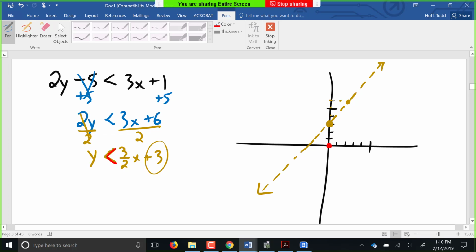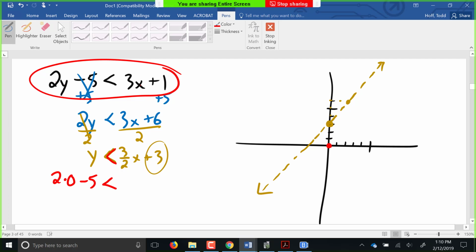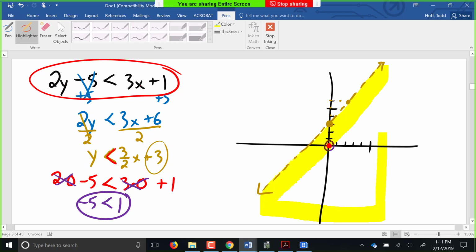0, 0 is obviously below the line, so let's double check and see if that makes the original inequality true. So 2 times y becomes 2 times 0 minus 5, less than 3 times x. Well, x is also 0, so that's 3 times 0 plus 1. 2 times 0 is 0, so we just have negative 5 on the left side. 3 times 0 is 0, so we just have 1 on the right side. Is negative 5 less than 1? Yes, that is true. So that means this point is true. So that confirms that we are going to shade in the bottom side.